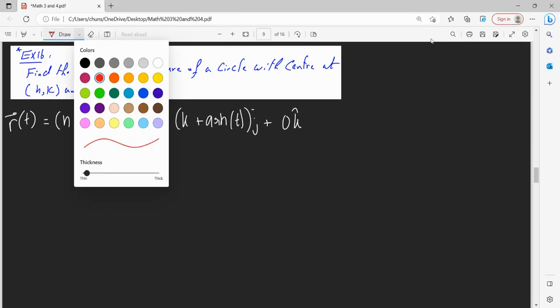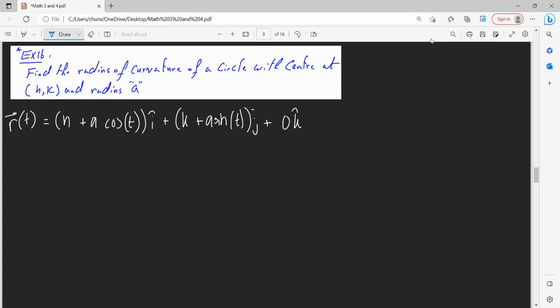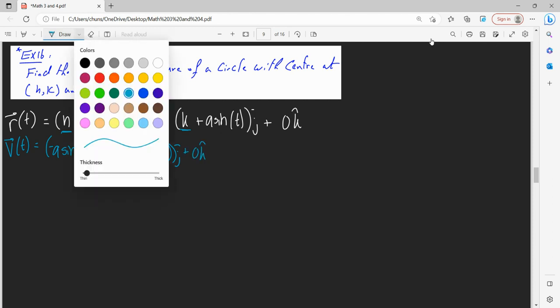So we're going to have to solve for everything while keeping everything in terms of these variables h, k, and a here. If we were to take the derivative of this, we treat h and k as if they were constants. So those just turn to 0 when we derive them. So then we're only going to work with this part here. So then that turns to negative a sine t i plus a cos t, j direction, and we keep our 0 k hat.